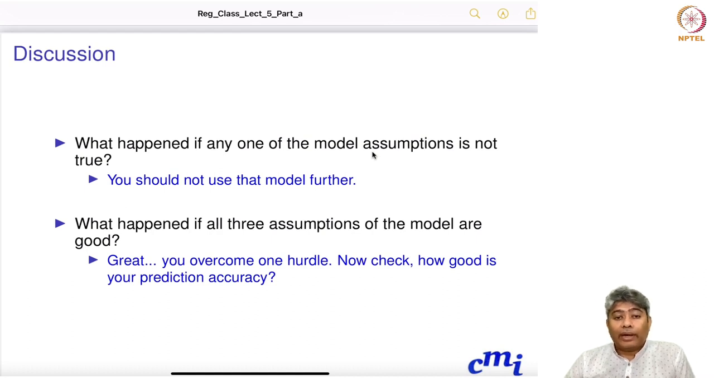A next big question: what happens if all 3 assumptions of the model are good? I'll say that's great news. In fact, congratulations, you have overcome one hurdle. Now your duty is to go and check how good your prediction accuracy is. You can fit a model and find that all model assumptions are correct, but your predictive accuracy is only 15%. Are you going to use that model? No, probably not. That's not a good idea.